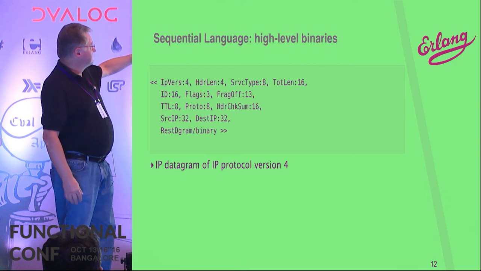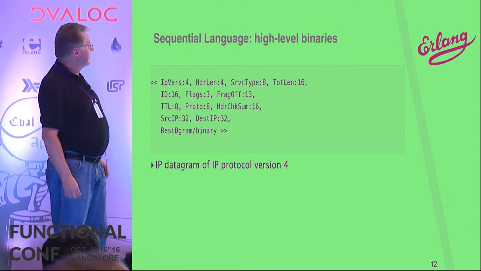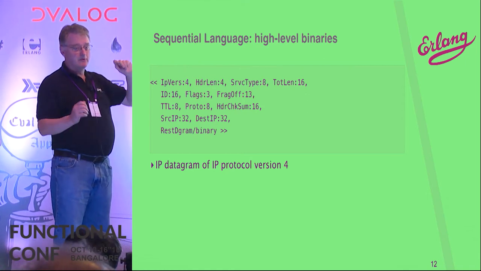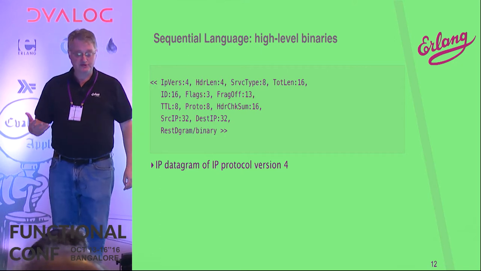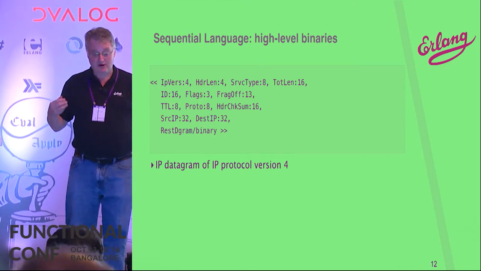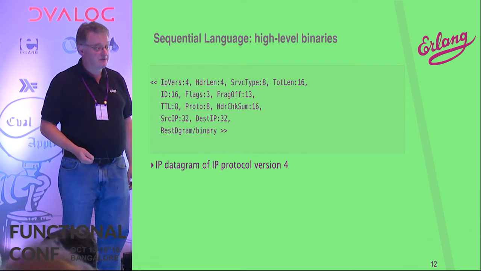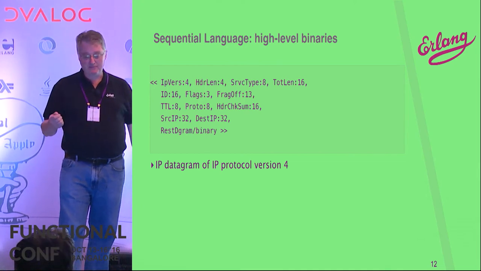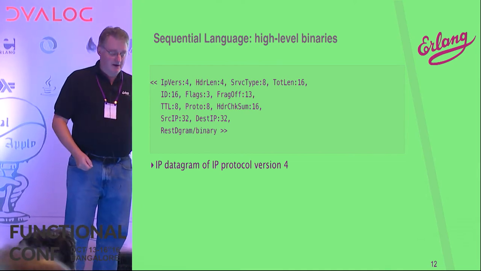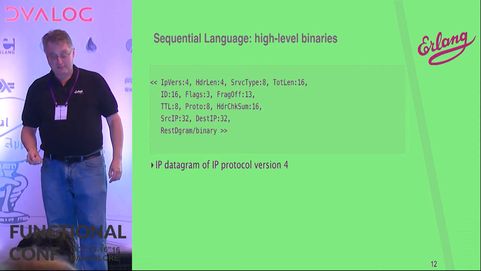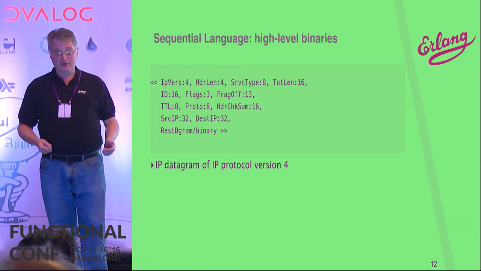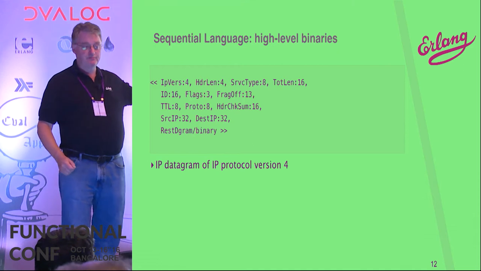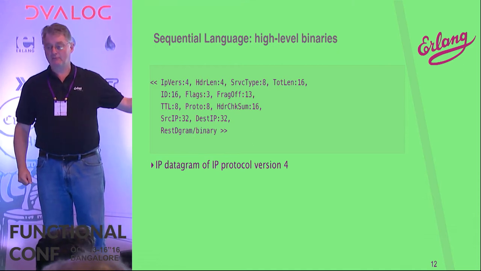So this binary, which is valid Erlang syntax, describes an IP version 4 datagram in one go. There's a 4-bit version, a 4-bit header length, an 8-bit service type, a 16-bit total length, a 16-bit ID, 3 flag bits, which I've only seen to be 0, but tell me if I'm wrong here. There's a 13-bit fragment offset, 8-bit time to live, 8-bit protocol. There's a header checksum of 16 bits. We've got source IP and destination IP of 32 bits. And then you've got the rest, which is the packet. And this binary description describes that packet in one go.